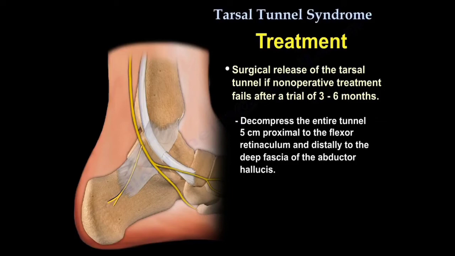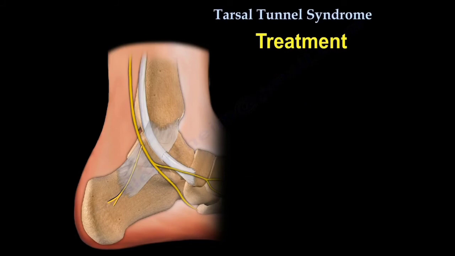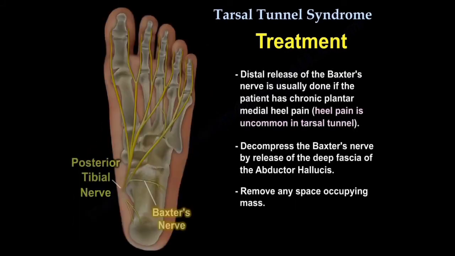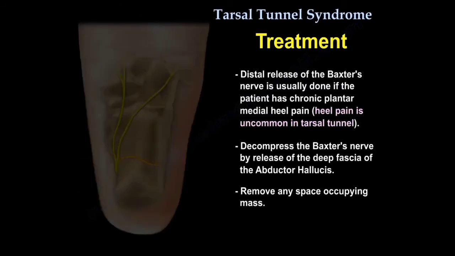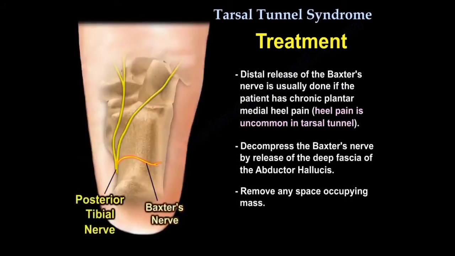The distal release of the Baxter nerve is usually done if the patient has chronic plantar medial heel pain. Heel pain is uncommon in tarsal tunnel syndrome. Again, you will decompress the Baxter nerve by releasing the deep fascia of the abductor hallucis. You will remove any space-occupying mass.